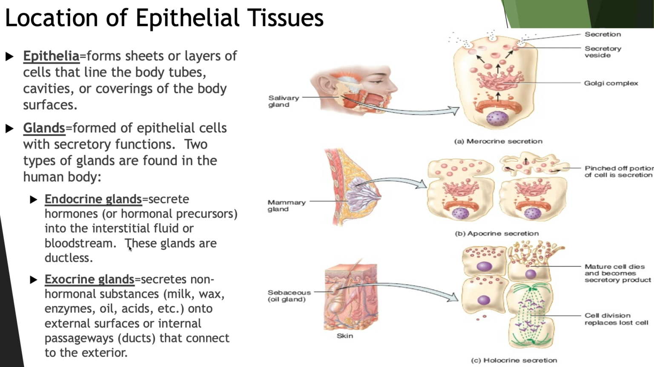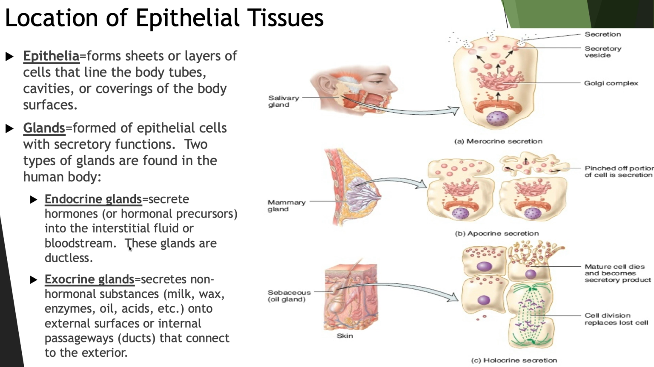So we already talked about some of the locations where you can find epithelia, such as coverings of the body surfaces, the skin, coverings in the body cavities. But you also have these specialized types of epithelia called glands. And these are essentially epithelial cells that have secretory functions. We have two types of glands that are found in the human body. You have endocrine glands, which secrete hormones into the interstitial fluid or the bloodstream. And these are ductless, meaning they do not contain ducts.